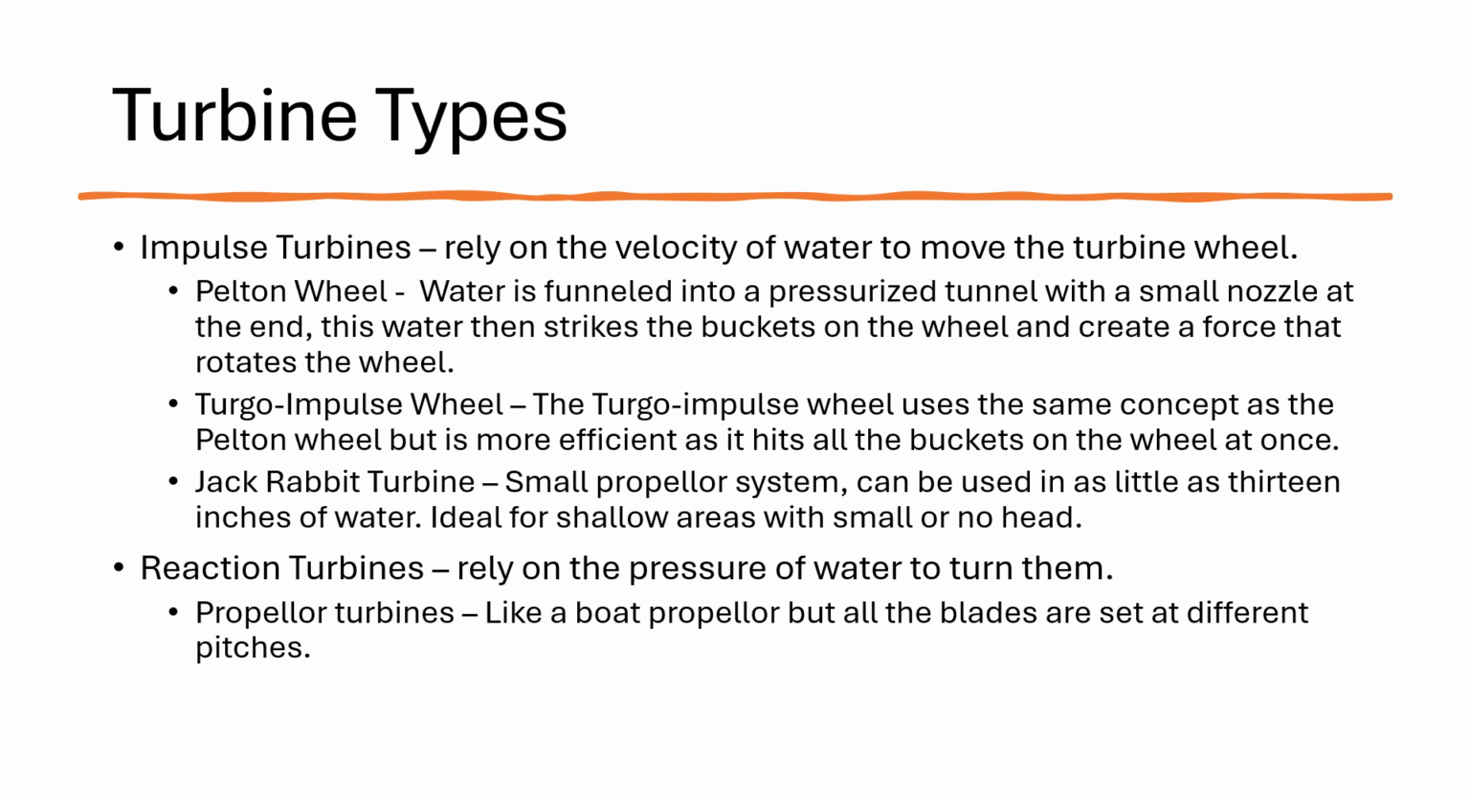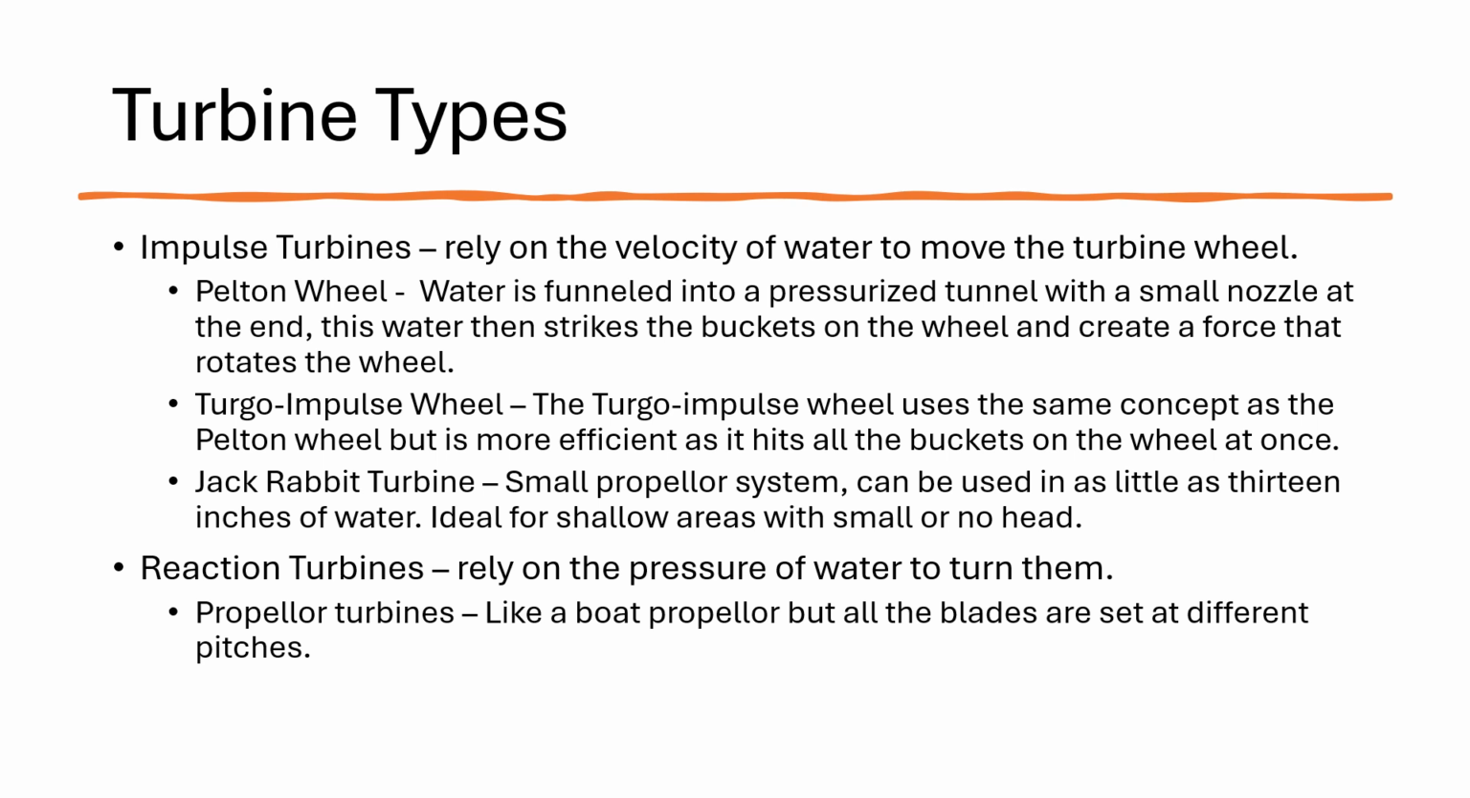So you have some different turbine types here. Impulse turbines rely on the velocity of the water to move the turbine wheel. You got 3 different types here. The Pelton wheel, where water's funneled into a pressurized tunnel with a small nozzle at the end. The water strikes the buckets on the wheel and creates a force that rotates the wheel.